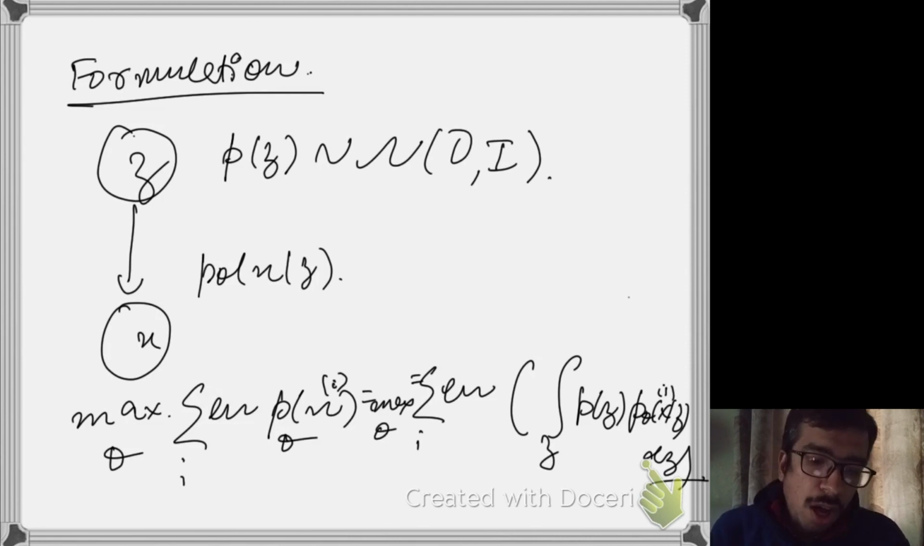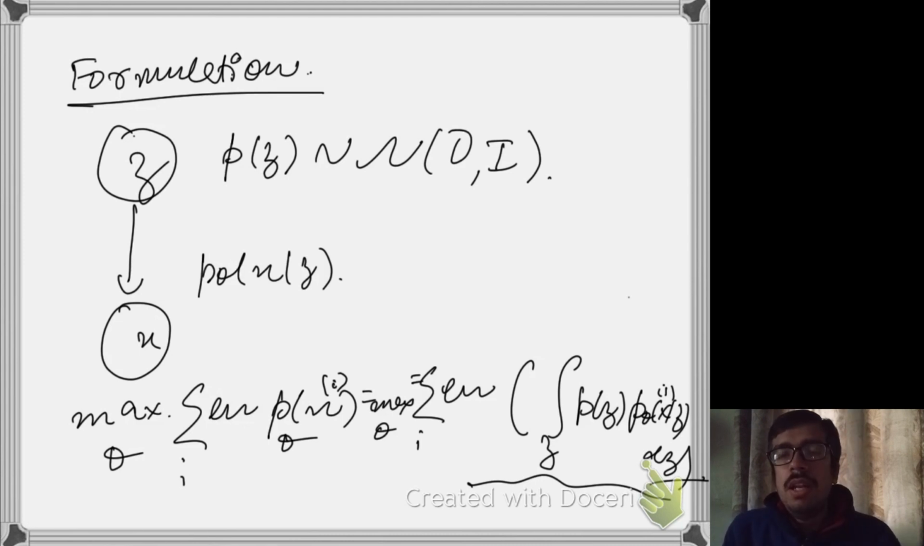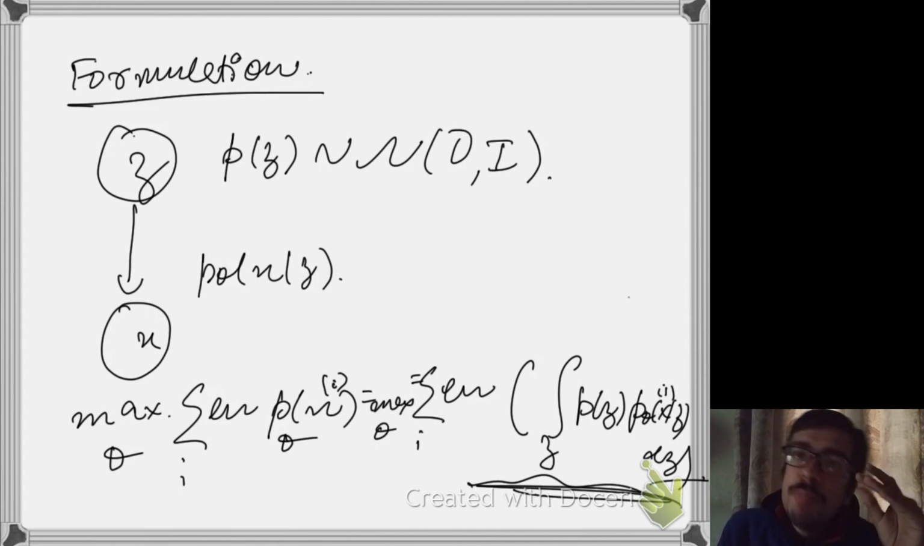So the question is: how do we even estimate it? One thing you can do is take this integral and break it up into bins, and then sum over the bins. But suppose your Z is high dimensional, for example 100 dimensional. Then in every dimension, if you split it into bins of size, say, 0.001, the number of bins you will need is going to be exponential in the dimension.